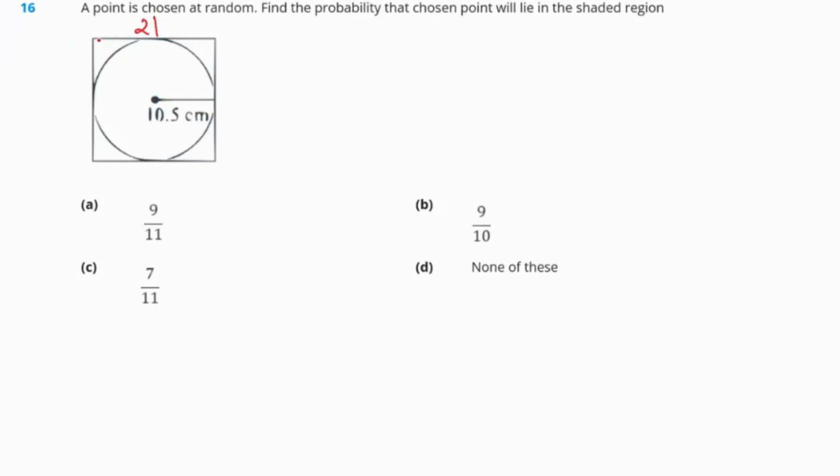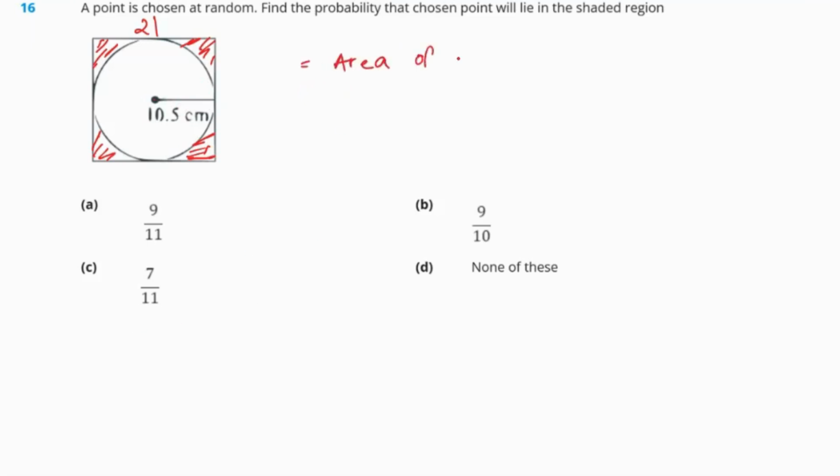Shaded region is this one only. A slight color change you can see here. This is our shaded region. So we have to find the probability that chosen point will lie in the shaded region. For that, what we have to find? We have to first find out the area of the square and then the area of the circle, and we have to subtract.